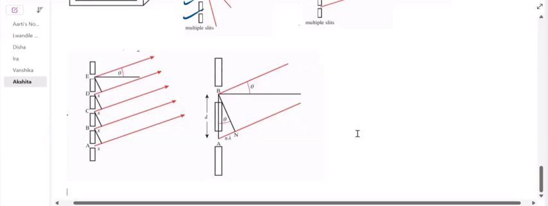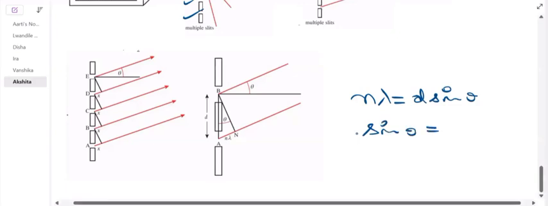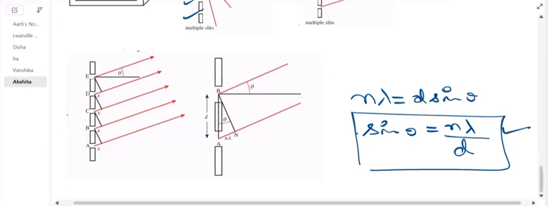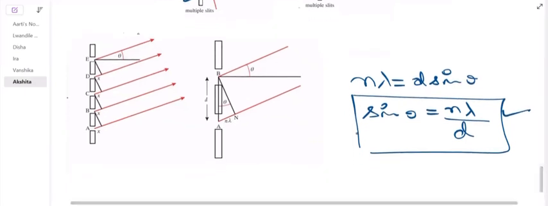Good. So they will ask you how you will consider all these things. Very simple. You will write n lambda equals d sine theta. The formula remains the same. And if you need to find the angle, sine theta equals n lambda over d. This will be your formula to find the angle theta. You have to write here that n is the number of fringes which has been traveled. Done?